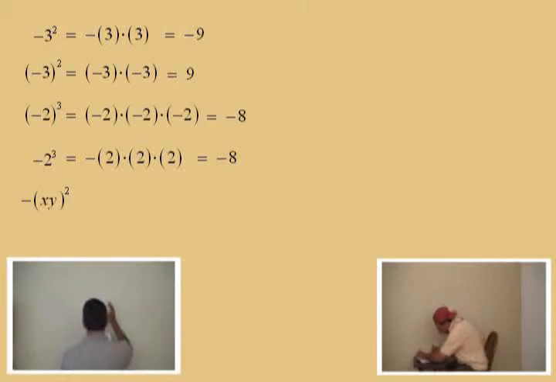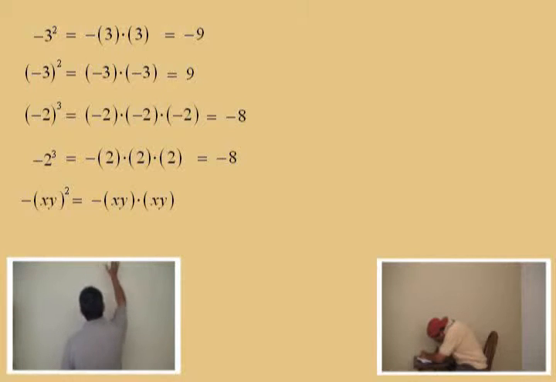Okay, here we have negative xy squared. Okay, Charlie, what's the exponent here? 2. 2, that's right. And now, what's the base, Charlie? xy. xy, that's very good. And the negative is out there, so there we have it. Negative xy times xy. Okay, that takes care of your exponent.